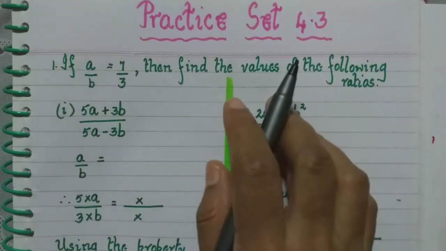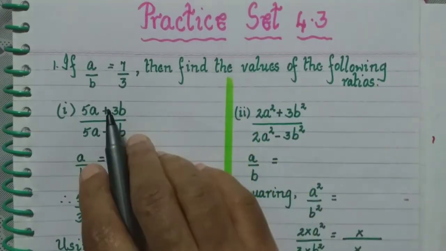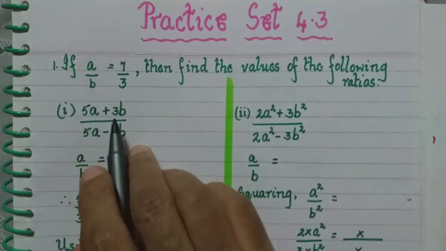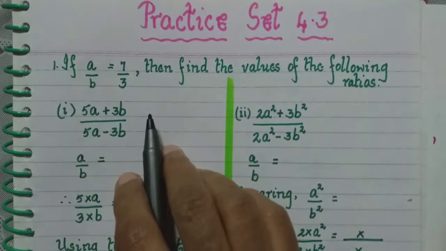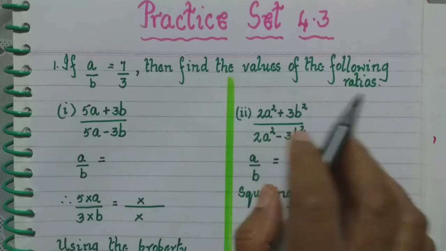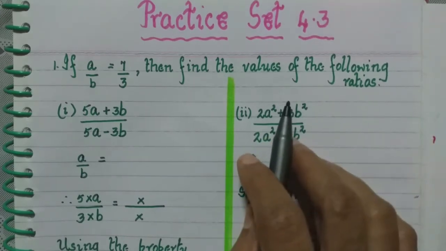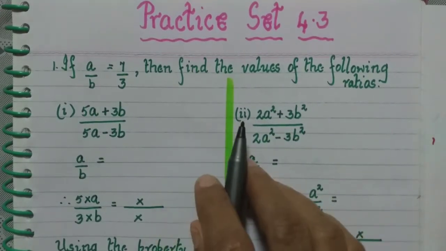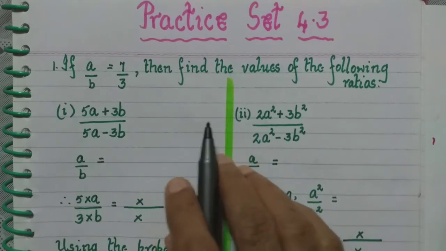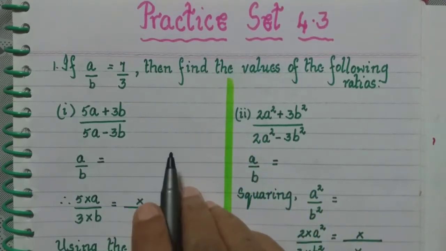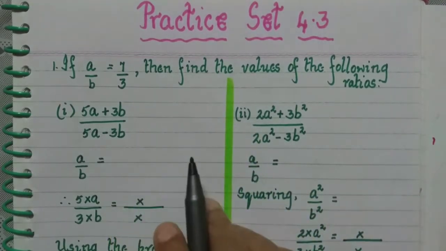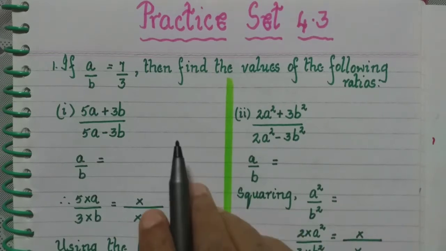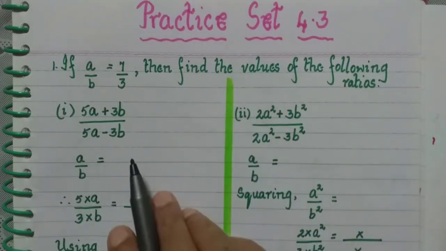We begin with practice set 4.3. The first question: if a by b equals 7 by 3, then find the values of the following ratios. Here we have 4 sub-questions, and for each one we have to think about which property we need to use and then solve the problem.